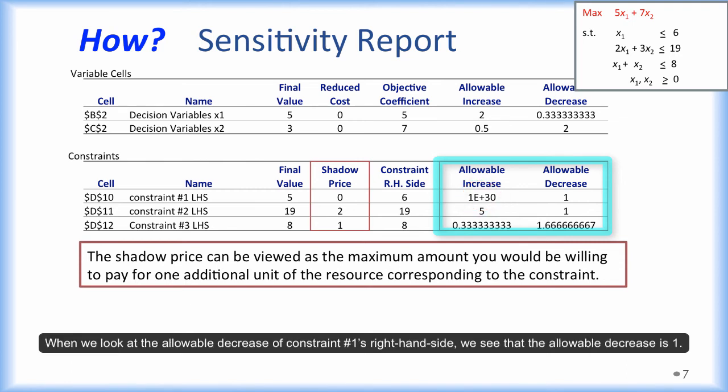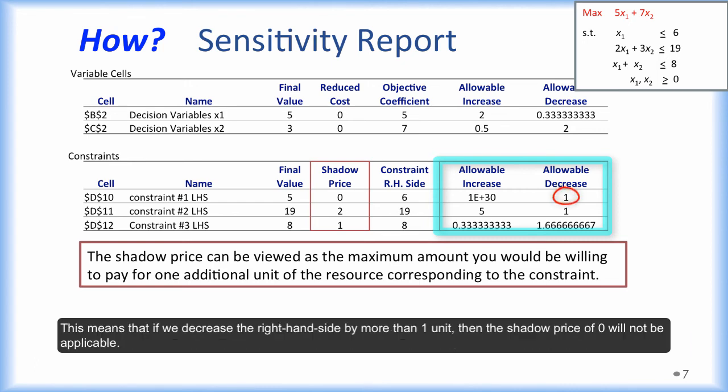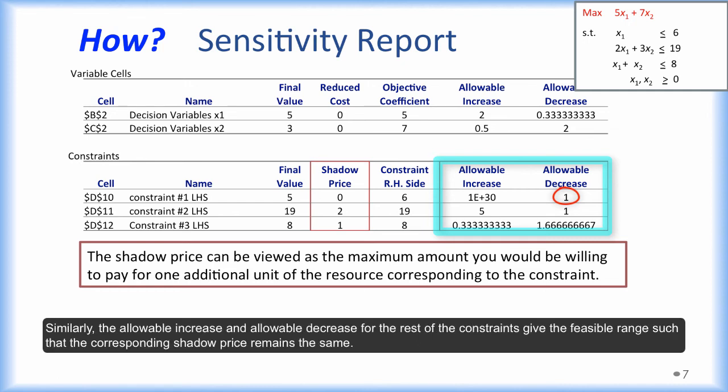When we look at the allowable decrease of constraint number 1's right-hand side, we see that the allowable decrease is 1. This means that if we decrease the right-hand side by more than 1 unit, then the shadow price of 0 will not be applicable. Similarly, the allowable increase and allowable decrease for the rest of the constraints give the feasible range such that the corresponding shadow price remains the same.